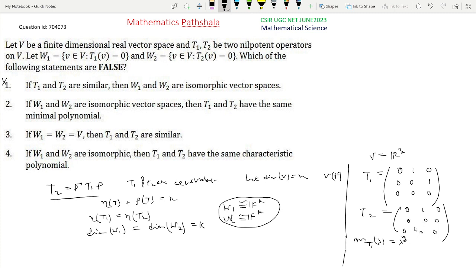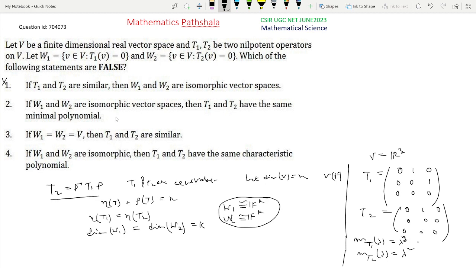So the size of the largest block is 2. So in the minimal polynomial, 0 will appear 2 times. So this is the minimal polynomial of T2. So see here, the minimal polynomials of T1 and T2 are not the same.